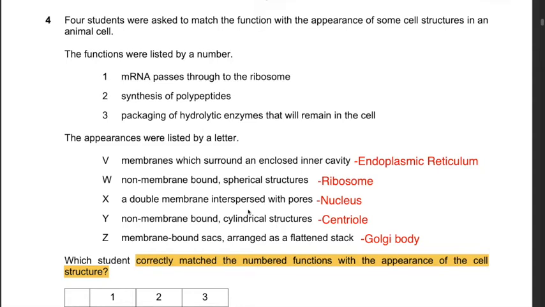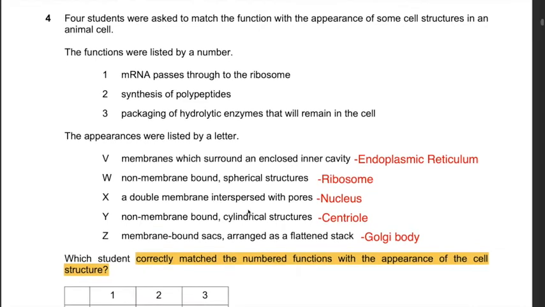V. Membranes which surround an enclosed inner cavity. W. Non-membrane bound spherical structures. X. A double membrane interspersed with pores. Y. Non-membrane bound cylindrical structures. Z. Membrane bound sacs arranged as a flattened stack. Which student correctly matched the numbered functions with the appearance of the cell structure?